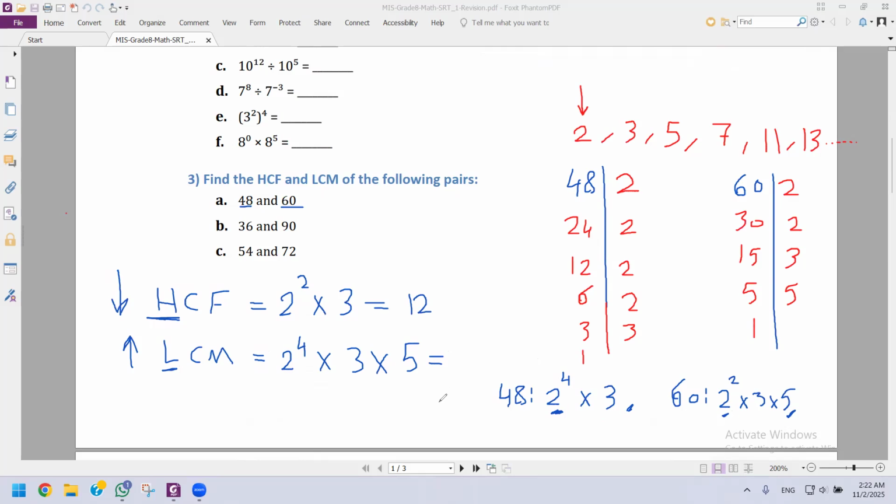Now 2 to the power of 4, what does that mean? It's not 2 times 4. It's 2 times 2 times 2 times 2, which is 16. And I have 5 times the 3 is 15. So 15 times 16, it's 240. So the highest common factor for 48 and 60 is 12, and the least common multiple is 240.